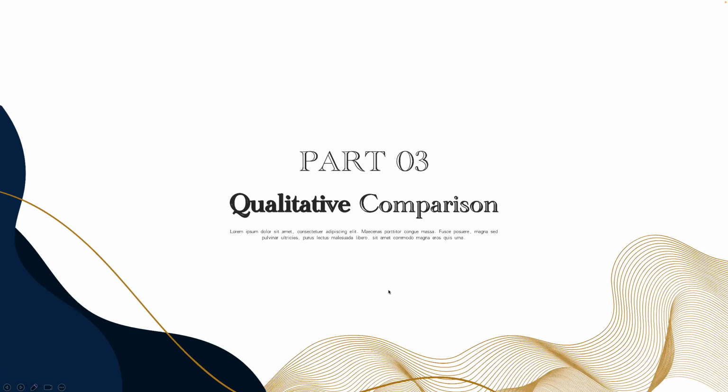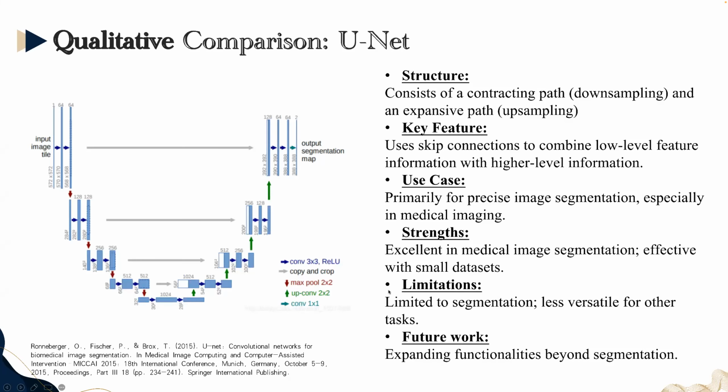Then for the next part, qualitative comparison. The U-Net model is really good at dividing images into different sections. This is especially useful in medical research, where we often work with a small set of images. What's special about U-Net is its unique shape that allows it to focus on and reconstruct key parts of the images effectively. It's particularly strong in this aspect. However, it's not the best choice for tasks like sorting images or recognizing different poses.